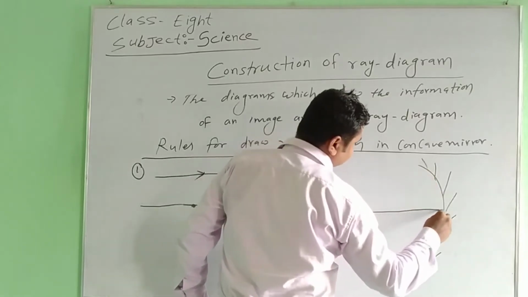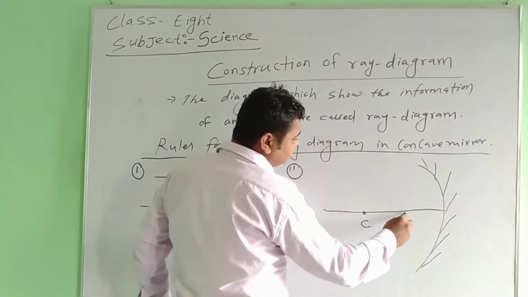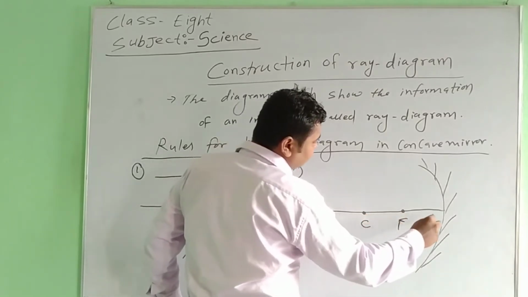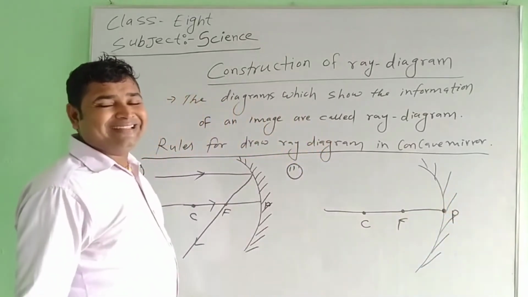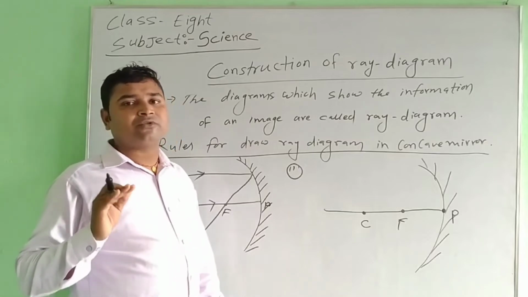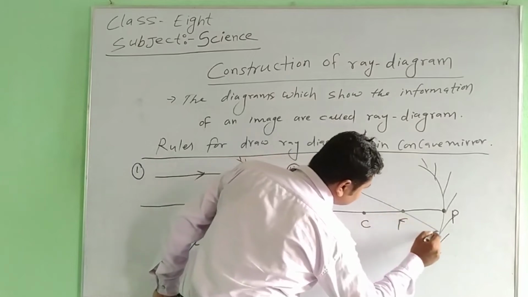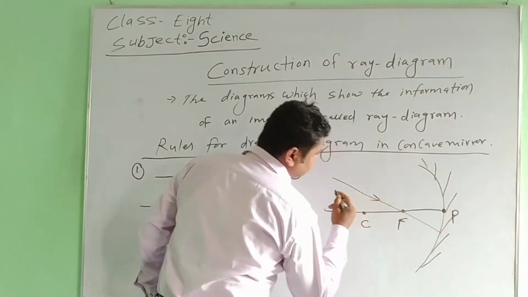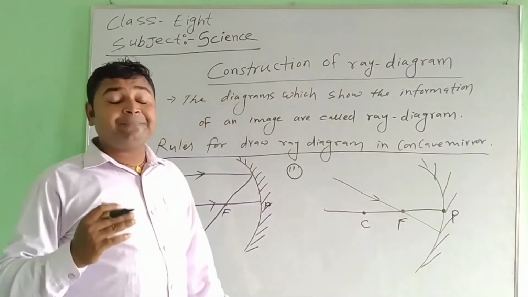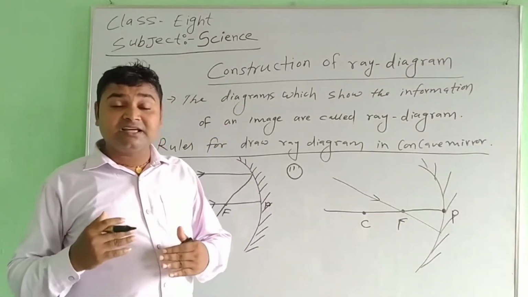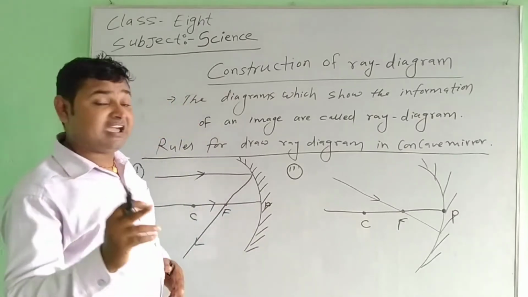As you know, this is the principal axis, this is the center of curvature, this is the focus, this is the pole of the mirror. Second rule: when an incident ray is passing through the focus, then after the reflection, it passes parallel to the principal axis.